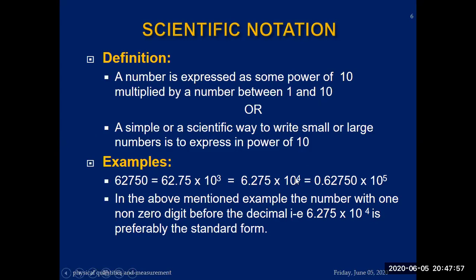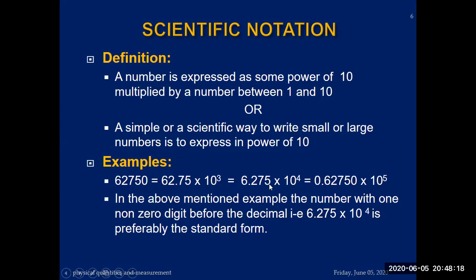If you look at this, it is 6.67275 multiplied by 10 raised to the power 4. You look at the power of 10 and you are writing a number along with it. So a simpler scientific way to write a small or large number is to express it in powers of 10. Look, this one is 62750. This is a large number, and you are writing it in terms of powers of 10.